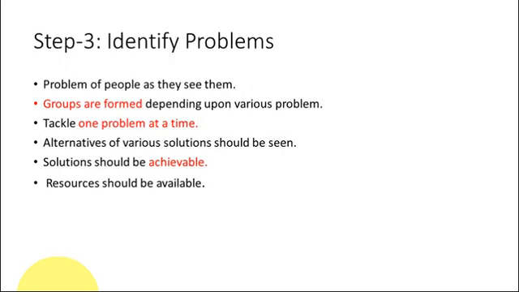Step 3, identify problem. In this, the problems of the people are identified, and as they see them, groups are formed depending upon the various problems. One problem is tackled at a time. Alternative solutions are given to the people, and it is also seen that the solutions are achievable and resources are available to the community people.